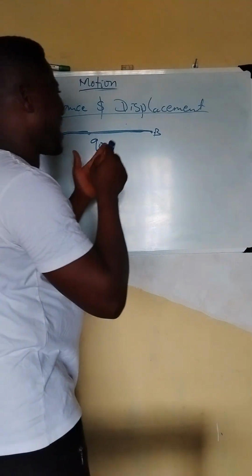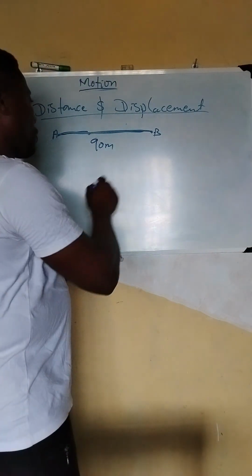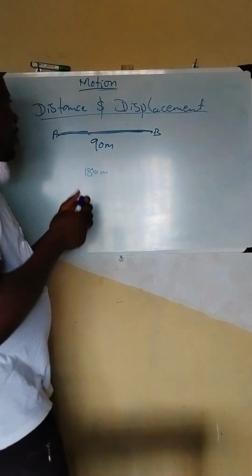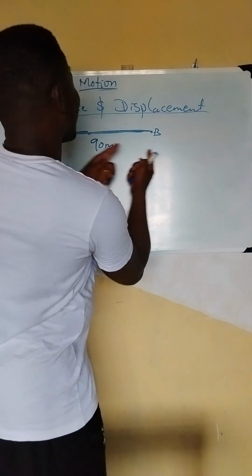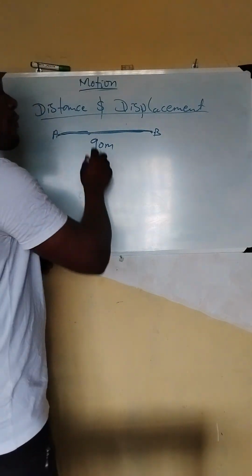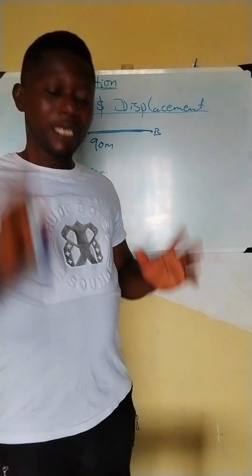If you are talking of distance here, you are talking of 90 plus 90, which is 180 meters. But if you are talking of displacement, because 90 minus 90, the man has gone back to that same point, displacement is 0. Because if you subtract 90 from 90, you have what? 0. That's why I said that displacement can be 0.